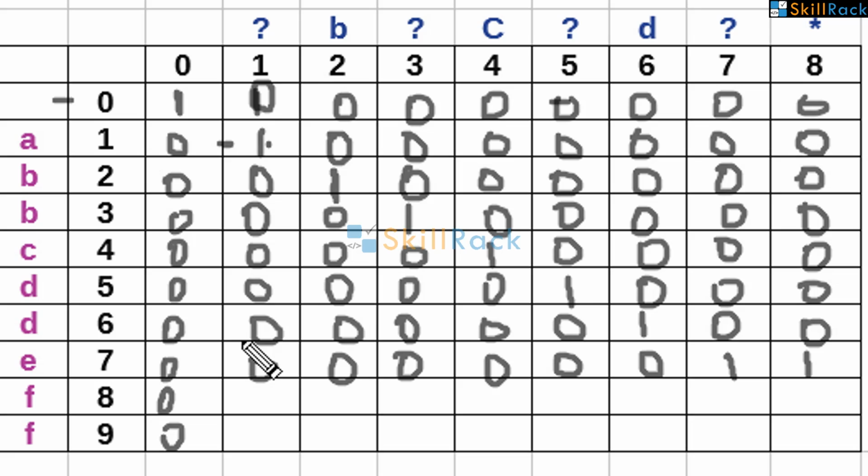Now we come to F. F and question mark it matches but the previous match is 0. So it is 0. Now coming here, B and F not matching. So 0. Question mark and F it can match but the previous match is 0. So 0. C and F 0. Question mark and F matching but the previous match is 0. So 0. D and F not matching. Question mark and F it matches but the previous match is 0.